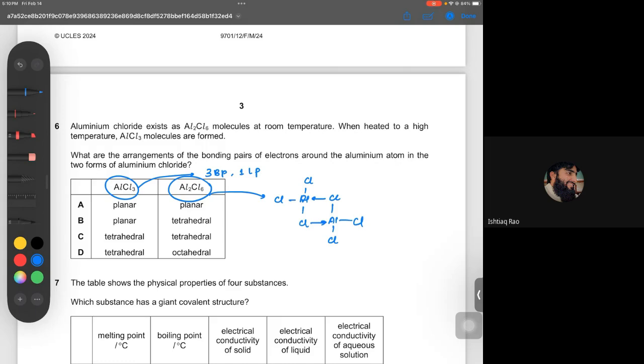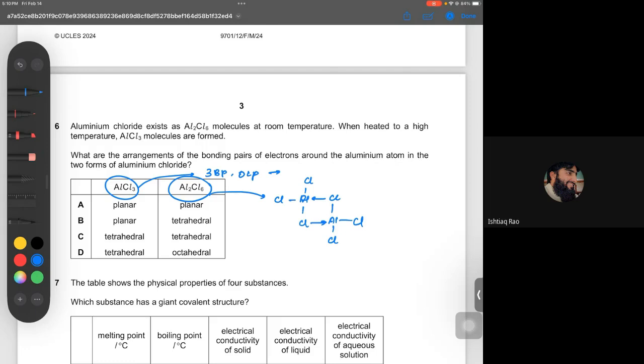So what is the shape of AlCl3 when you have three bond pairs and one lone pair? Sorry, three bond pairs and zero lone pairs, because aluminium is in group three, right? So zero lone pairs. So ultimately, that would be planar. If you remember the electron pair repulsion theory, it's planar.